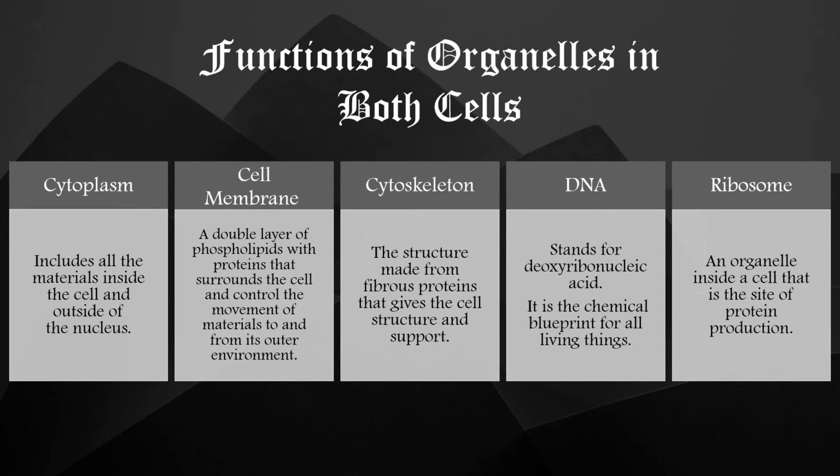The cytoplasm includes all the materials inside the cell and out of the nucleus. Cell membrane is a double layer of phospholipids with proteins that surround the cell and control the movement of materials to and from its outer environment. Cytoskeleton is a structure made from fibrous proteins that give the cell structure and support.